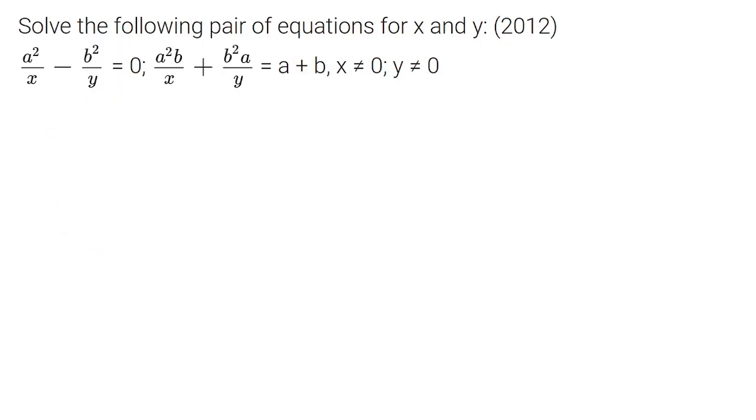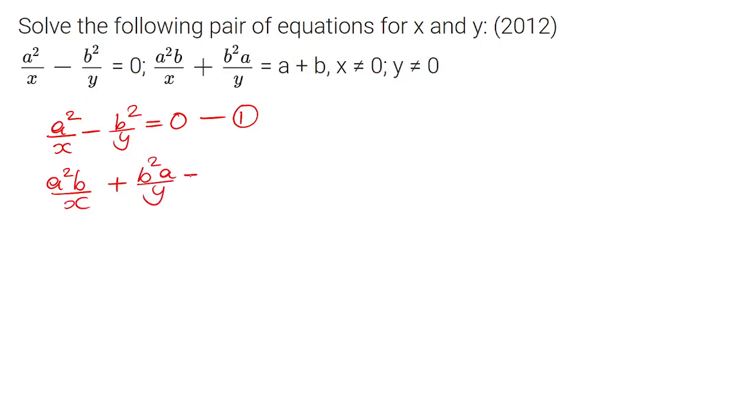So I have two equations. The first one is a square by x minus b square by y equal to 0. Equation number 1. The second one is a square b by x plus b square a by y is equal to a plus b. This is equation number 2.